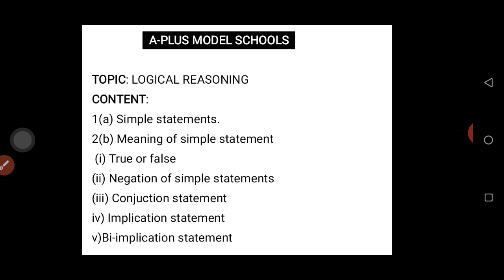Under it, we shall be looking at simple statements, meaning of simple statement, true or false statement, negation of simple statement, conjunction statement, implication statement, and bi-implication statement.